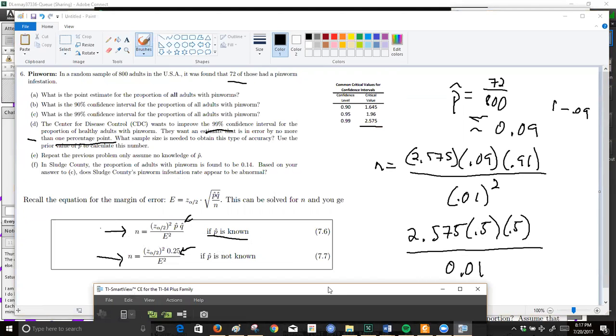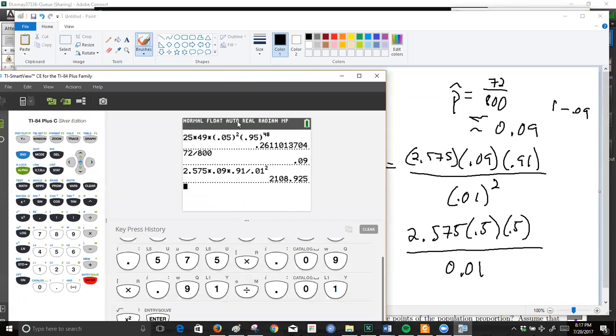Okay, so let's go ahead and do that calculation, and it should be a bigger sample size, because when you get closer to either extreme, 0 or 1, you're going to have a smaller sample size. When you get right in the middle, that's the, well, let's see.